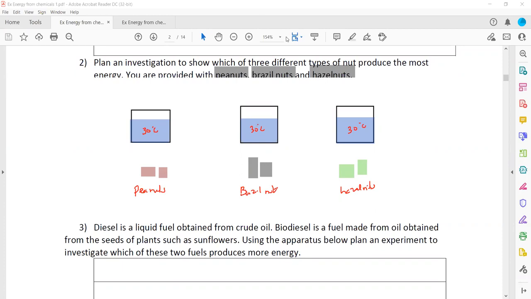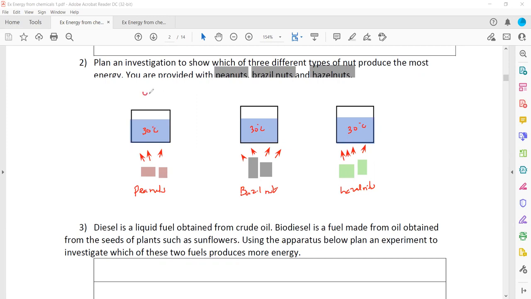When we burn the nuts, the combustion is exothermic. So what will happen? They will produce heat energy, and that heat energy is absorbed by the water present in the beaker. After that, once the combustion is complete, once they burn completely, we'll measure the final temperature.